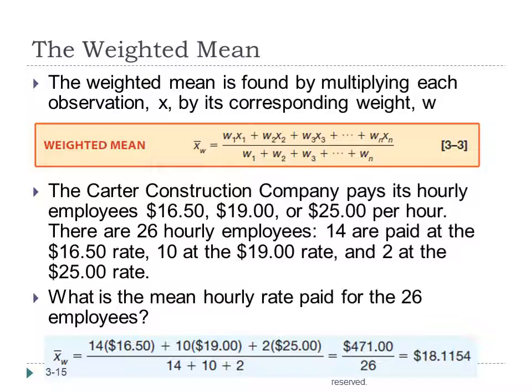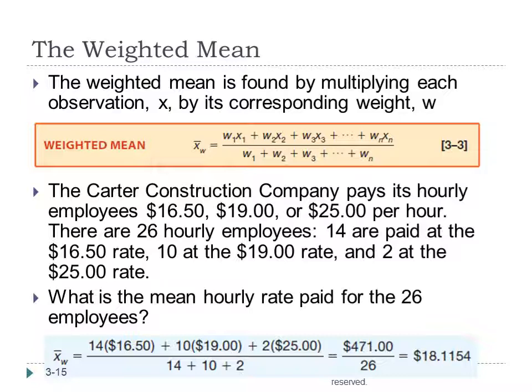For the first rate, $16.50, there are 14 employees that are paid that rate. So this is the weight for the first data value. 14 is the first weight. The second rate, $19, there are 10 employees that are paid at that rate, so the weight for it is 10. The third rate, $25, there are 2 employees paid at that rate, so this is the weight for the third data value.